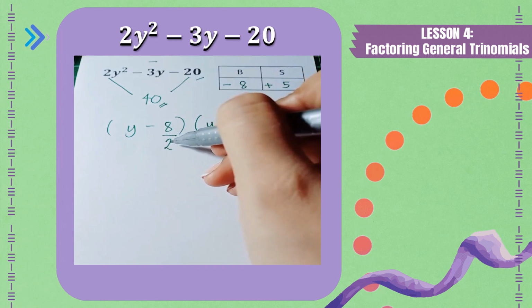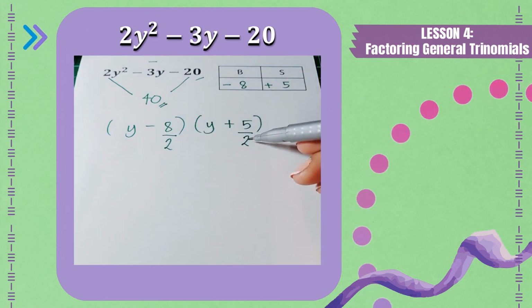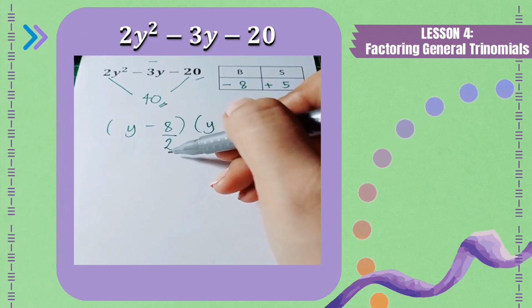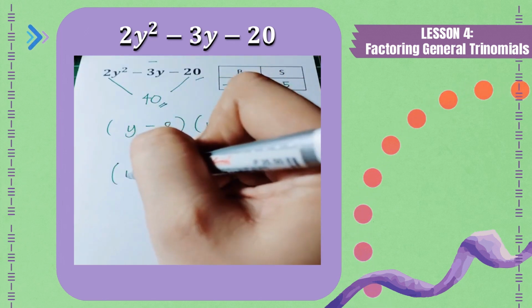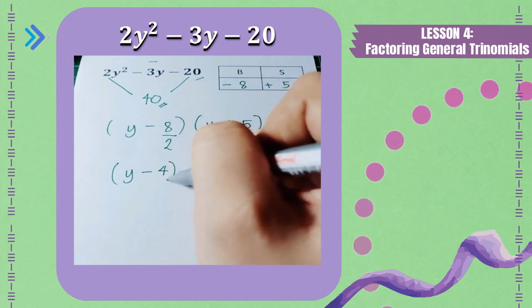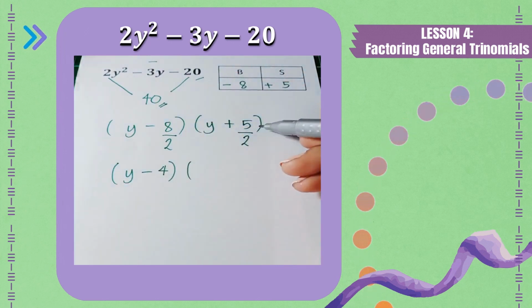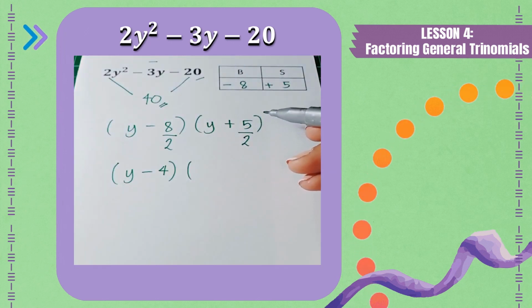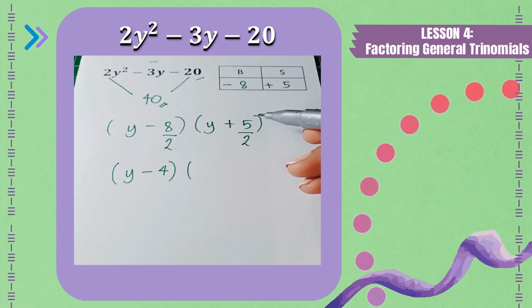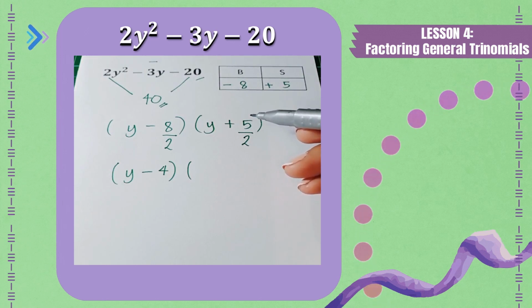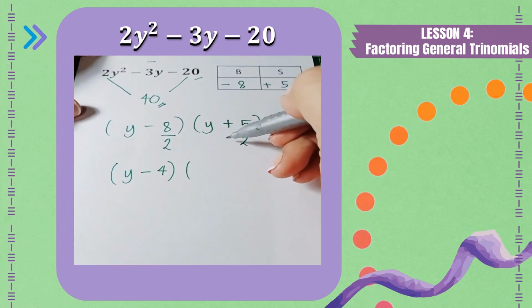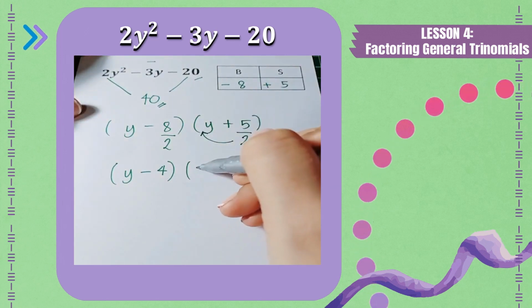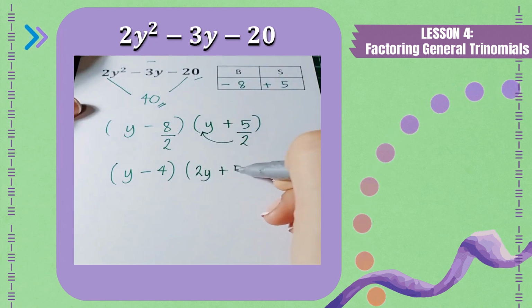So, 8 divided by 2 and 5 divided by 2. So, 8 divided by 2, pwede siya. So, the answer is 4. Therefore, magiging y minus 4. Then, dito naman sa kabila, 5 over 2 or 5 divided by 2, hindi siya pwede. So, yung denominator natin na 2, ilalagay natin sa unahan ng y, magiging 2y plus 5.